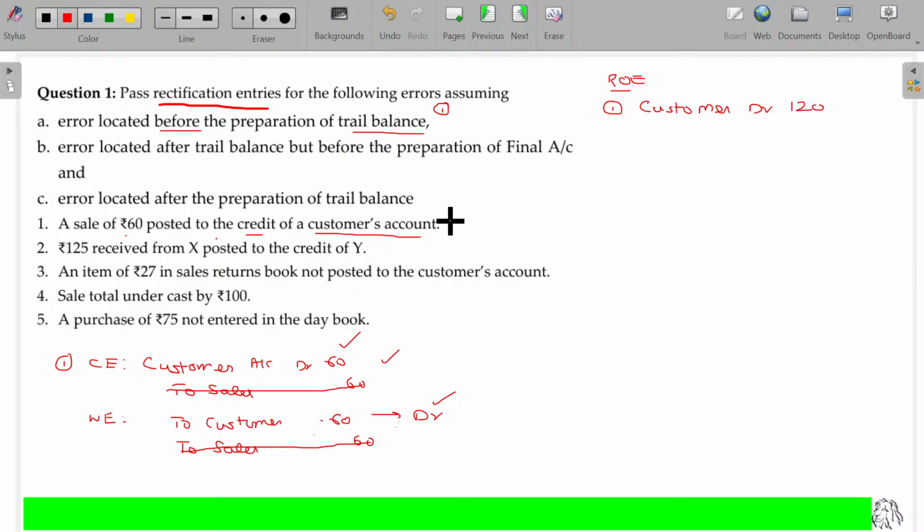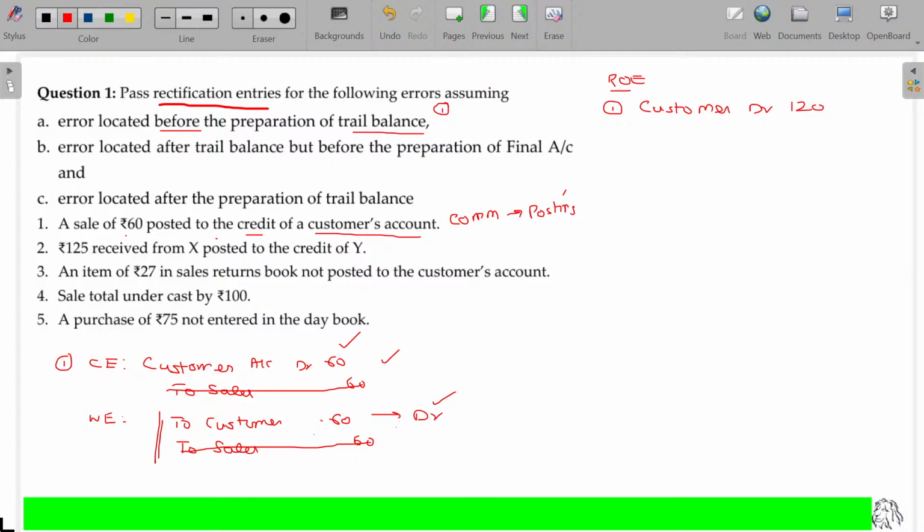And what about this one? This is error of commission, posting error. Is that okay? You better identify what sort of error it is, and then you can pass the rectification entry. Now my question is, will you make any foolish journal entry this way while passing it? Come on, tell me. Will you make such an error if you are an accountant?